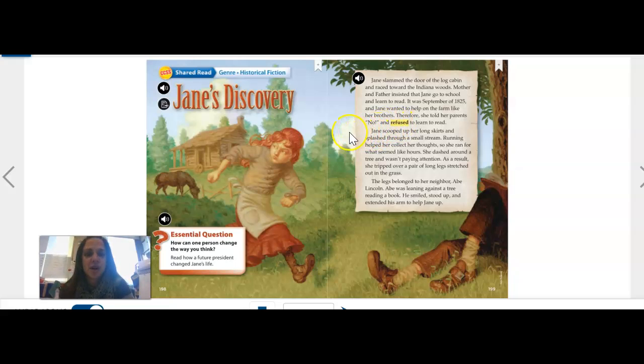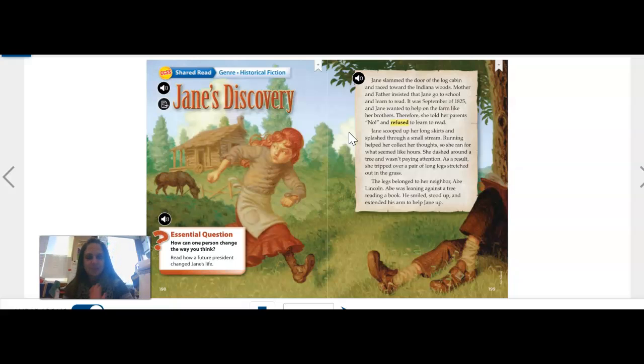Jane scooped up her long skirts and splashed through a small stream. Running helped her collect her thoughts, so she ran for what seemed like hours. She dashed around a tree and wasn't paying attention. As a result, she tripped over a pair of long legs stretched out in the grass. The legs belonged to her neighbor, Abe Lincoln.